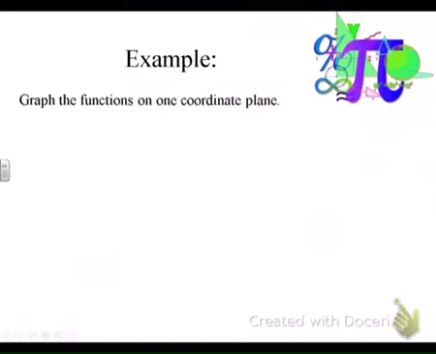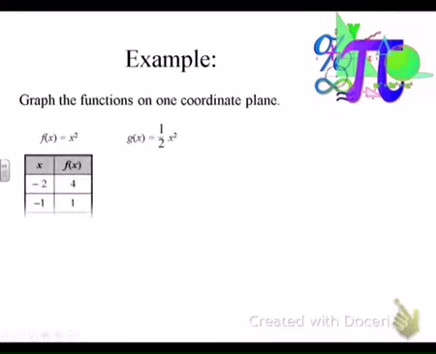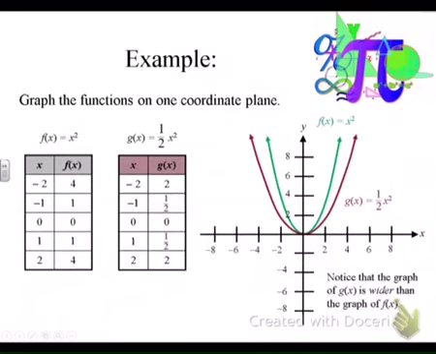Okay, so looking at 1x squared and 1/2 x squared, go ahead and make a prediction of which one you think would be more narrow. Okay, the red is the 1/2 x squared, and the green is the positive 1x squared. They both open upward because they're both positive. But the green one has a larger coefficient, therefore it's more narrow. 1/2 is a smaller number than 1, and it is a wider graph.